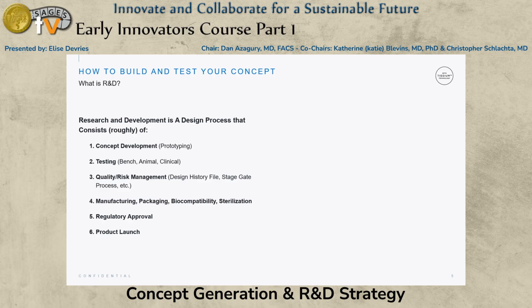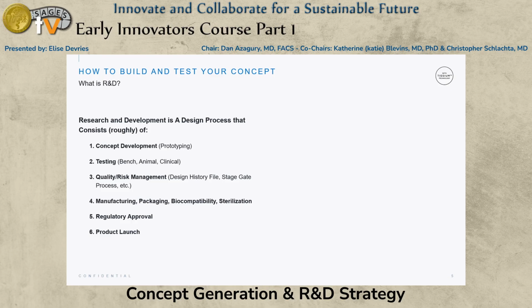So I think anyone that's actually done R&D would probably laugh a little bit at this list because it's incredibly simplified, but really, really roughly, right? Research and development, or R&D, is a process where you do concept development, prototyping. You test, either bench testing, in an animal, or eventually in the clinic. You do quality and risk management. This is the bane of most people's existence, but incredibly important for FDA approval and making sure you create a quality product, right? Design history files, stage gates, these are some words you'll hear eventually as you go through the process.